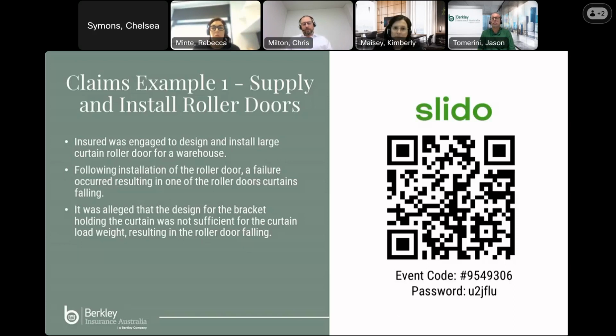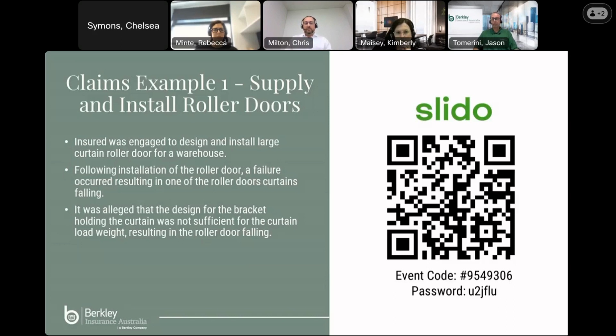The project consisted of 3 15 by 15 meter curtain roller doors. Following the installation of the roller doors, a failure occurred, resulting in one of the roller door curtains falling from the open position at the elevated height of 15 meters to the closed position at ground level, causing damage. An engineering investigation was undertaken, and it was alleged that the design of the bracket holding the curtain was not sufficient for the curtain load weight, resulting in the roller door falling. In addition to the roller door falling, the 2 additional roller doors also needed to be removed and replaced.